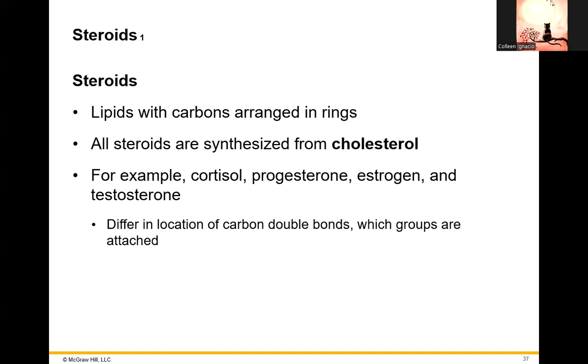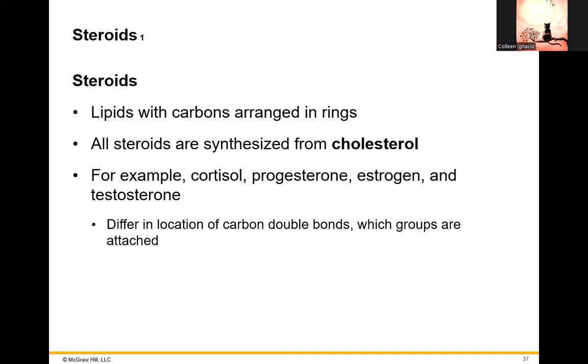Okay, and cholesterol production, this is a quick sidebar, really happens most at night. So that's why patients with high cholesterol are advised to take their cholesterol medication at night. So examples of steroids are cortisol, progesterone, estrogen, and testosterone.